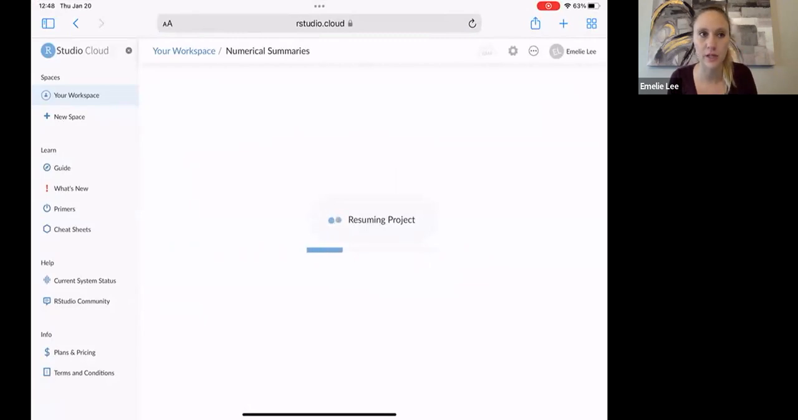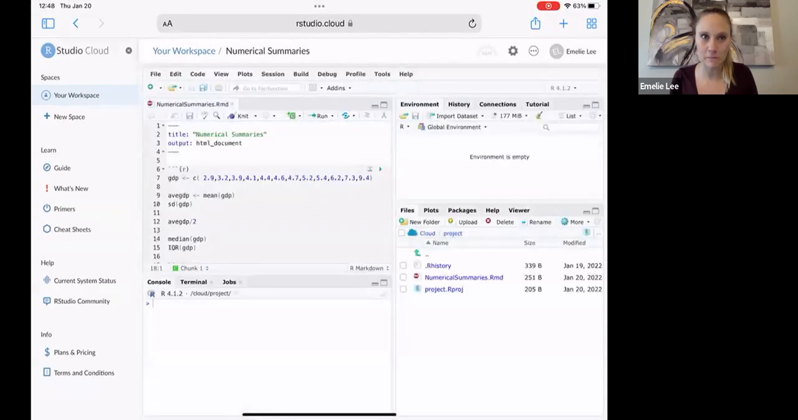It's resuming my project. I have a project working through numerical summaries for Stat 230, just like we did. So it looks like this. It looks exactly like RStudio. But if you're having a hard time maintaining LaTeX and R and RStudio and now Python, you can avoid all that by using RStudio Cloud. So I am finding that it's a really fun addition.